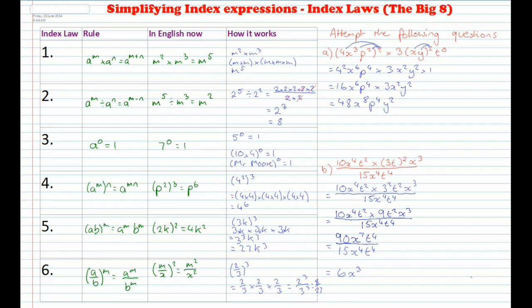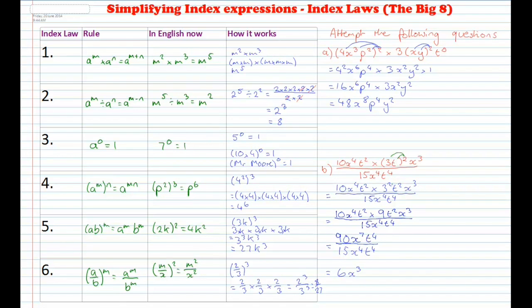Alright, so welcome back. Now if we have a look at this, we've got 10x to the power of 4 t squared multiplied by (3t) squared times x to the power of 3, all divided by 15x to the power of 4 t to the power of 4. So the very first thing I need to do is go through and expand the brackets. In order to do that, I'm just going to put the 3 to the power of 2 and t to the power of 2, as you can see. So that's what I've done here, 3 to the power of 2 and t to the power of 2. And I've left pretty much everything else as is.